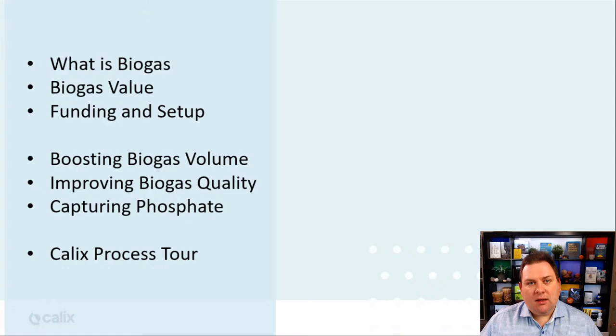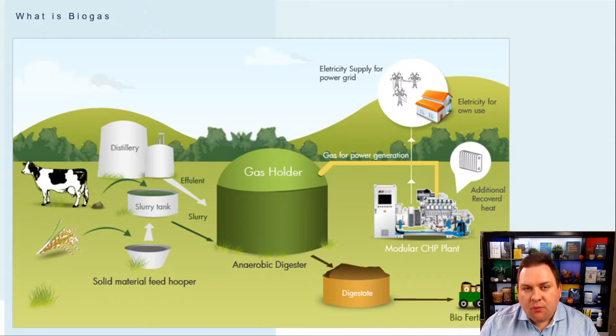So let's jump in. What is biogas? It's pretty simple. It's just methane. It's produced through anaerobic digestion. So often it will be, as you can see here, cow poo. There's a lot of farms in Europe where farmers take their waste from crops or animals. It could be manure. It could be distillery effluent. It could be effluent from a dairy, things like that.